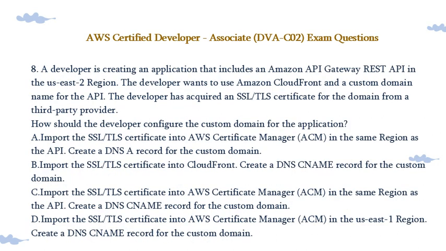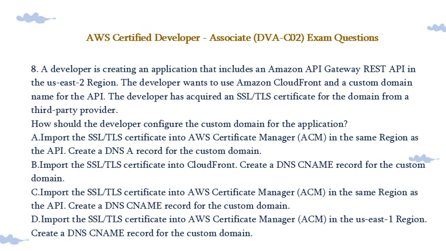8. A developer is creating an application that includes an Amazon API Gateway REST API in the US East 2 region. The developer wants to use Amazon CloudFront and a custom domain name for the API. The developer has acquired an SSL/TLS certificate for the domain from a third-party provider. How should the developer configure the custom domain for the application?